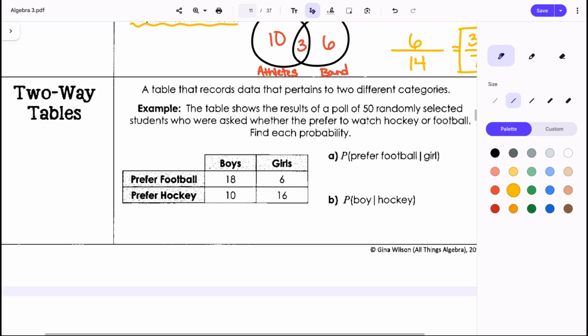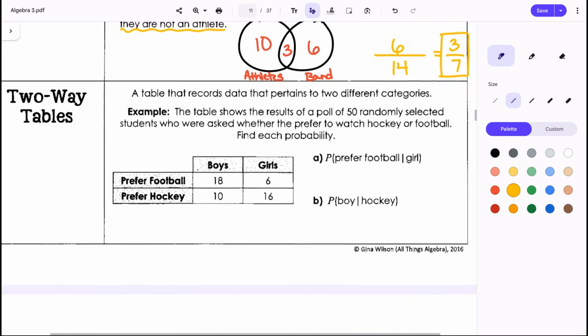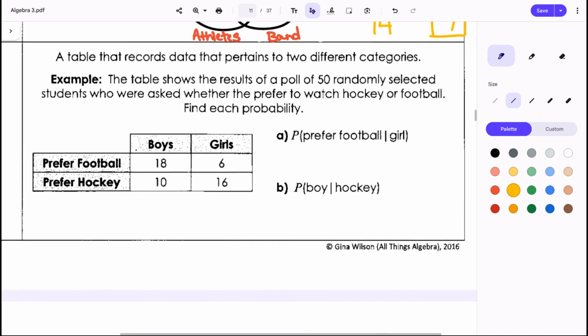So you can see down here, they surveyed 50 students, and those students were asked whether they prefer to watch hockey or they like to watch football. And then they kind of broke it down. So we have it broken down into the boys that were asked, the girls that were asked, and then what their answers were. The first thing that I would suggest when you guys have a two-way table is to find your totals. So when I talk about totals, I'm talking about totals of the columns and totals of your rows. So like adding those numbers together.